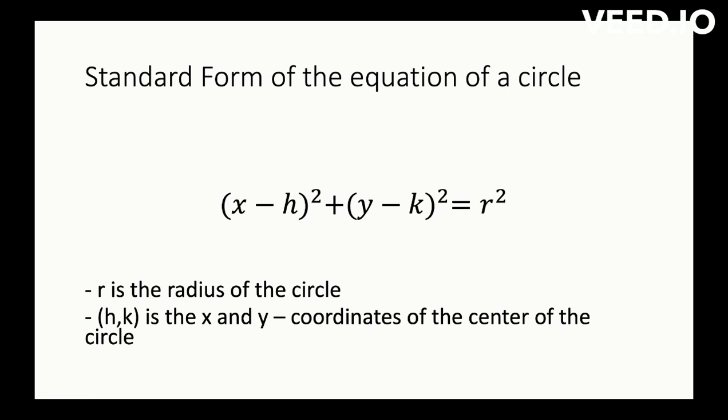The standard form of the equation of the circle is given by (x - h)^2 + (y - k)^2 = r^2, where r is the radius of the circle, and (h, k) are the x and y coordinates of the center of the circle.